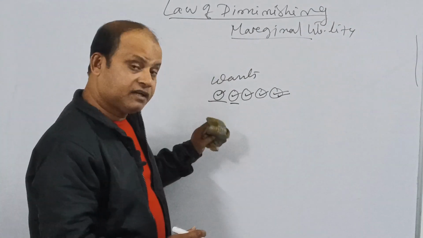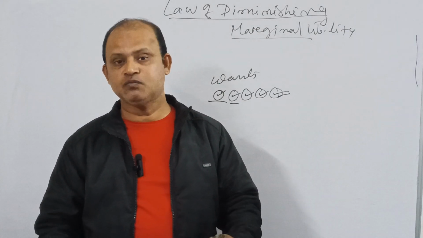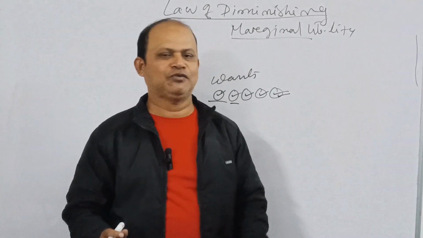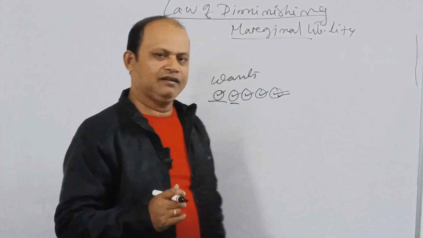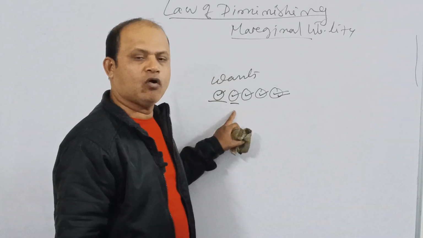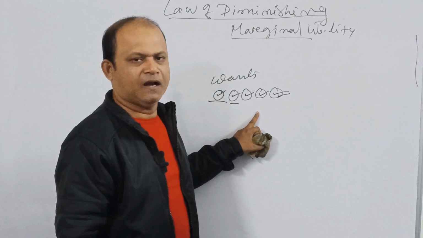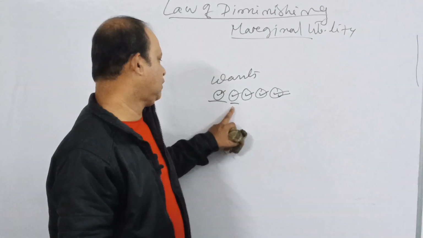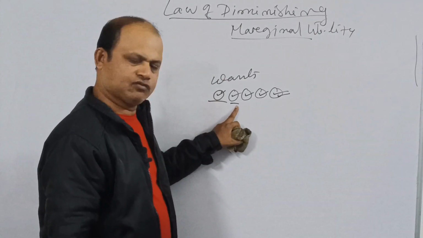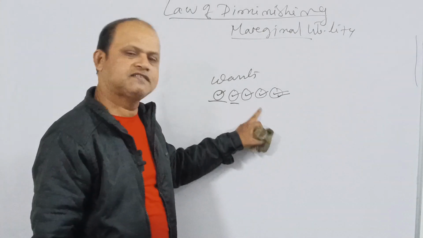Now, there are some assumptions. The law is based on some assumptions. You have to assume something, then only this law will be applicable. Otherwise, it will not be applicable. For example, number one assumption is that the size, shape, and consisting elements of all the 5 sweets must be the same. Suppose they are all rasgulla, but one sweet is more sweet and another is less sweet, then it will not be applicable. All the 5 sweets must be the same.